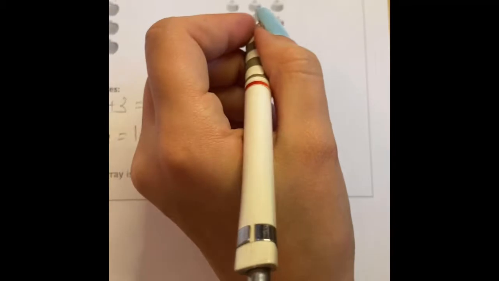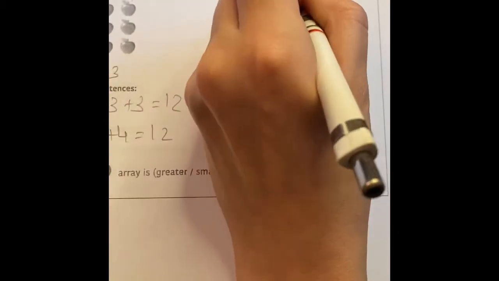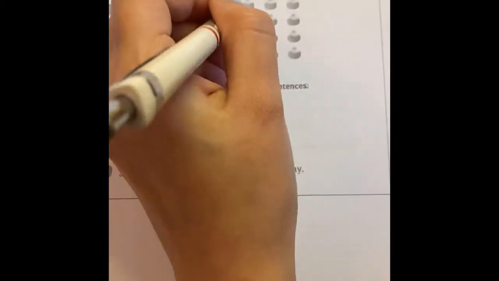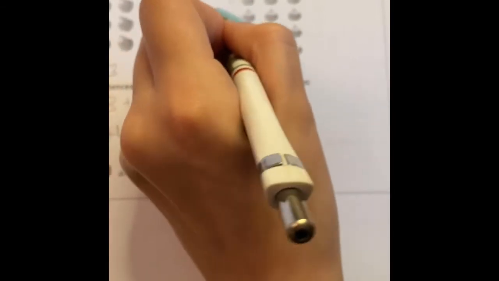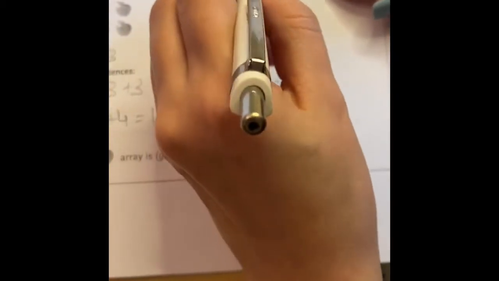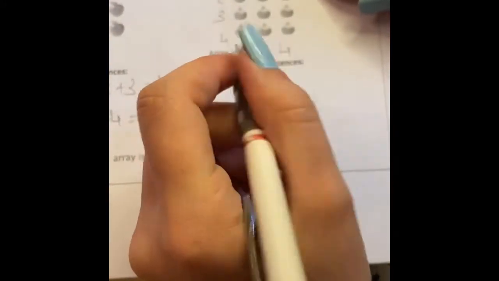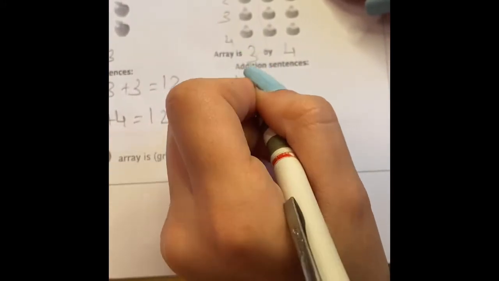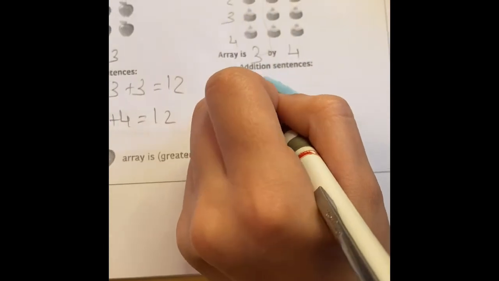In the next one we have cupcakes. How many cupcakes in the first column? 3. How many rows? It's 4. For the addition sentence, in the first column we have how many cupcakes? 4. Repeated how many times? 3 times.